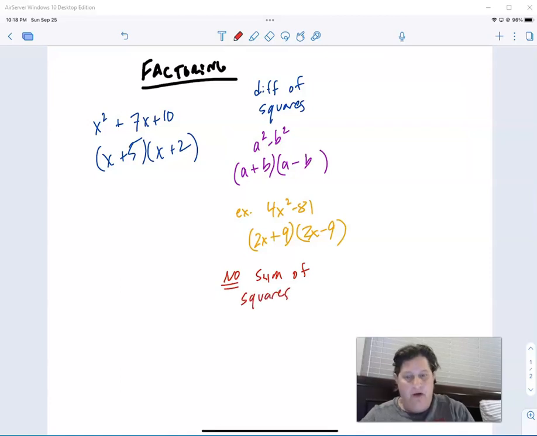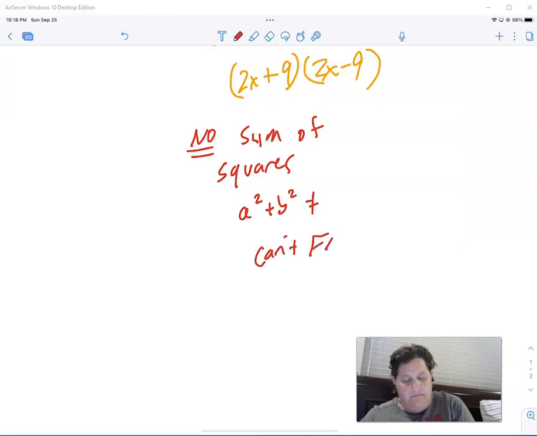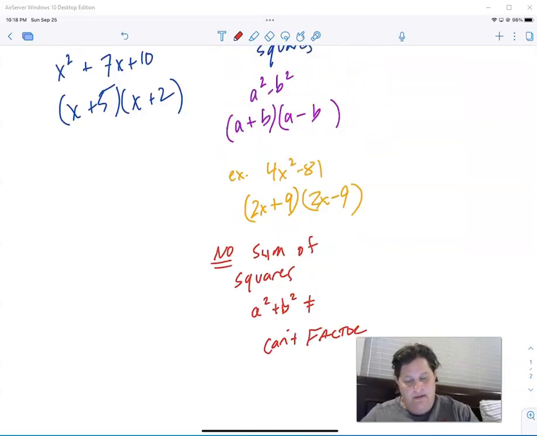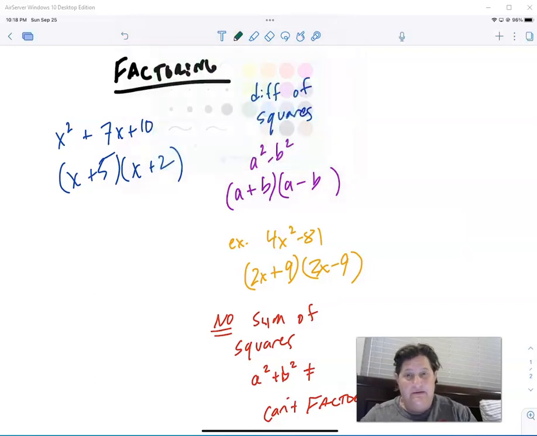There is no such thing as a sum of squares. You can't factor it. It's impossible. If I have a squared plus b squared, you just can't factor that. Now, the last one I want to talk about, it's quite possible you haven't learned this one yet. It's just a memorization thing, so I will show you how to do it.